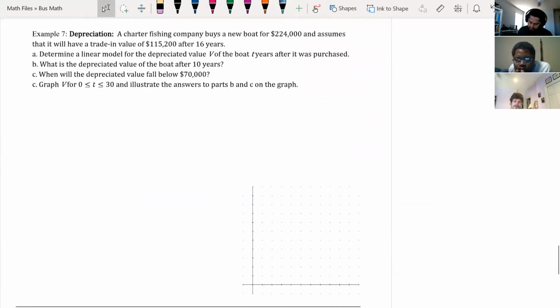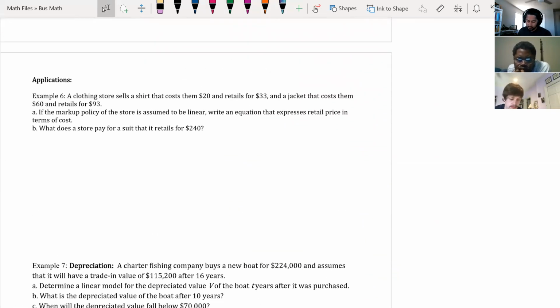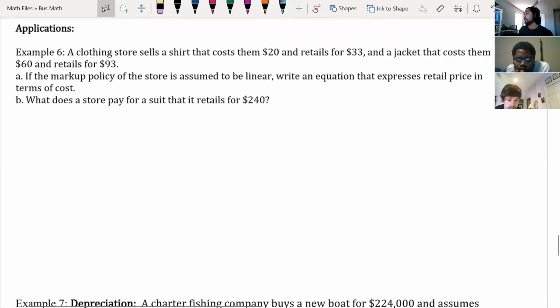All right, applications. Hey, look at that, last page. Good stuff. Okay. So now for these applications, we are going to treat them as linear applications.